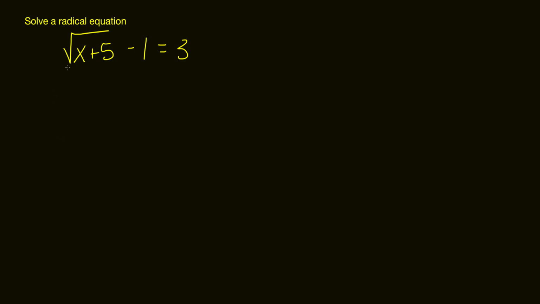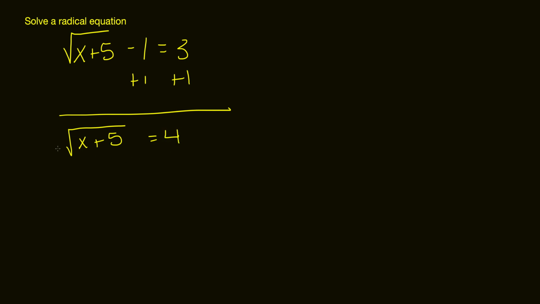Alright, so the first thing I'm going to do is try to get this square root, or this radical, isolated. I want to isolate it on one side of the equation while having all other values on the other side of the equation. So in my case, I'm going to isolate it to the left-hand side while continuing to have all my other values on the right. So 3 plus 1 is 4.